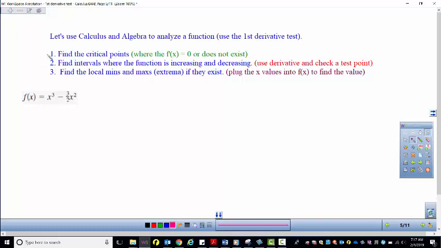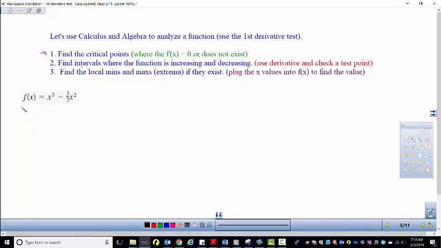What you're going to do today, kind of 3 steps. You're going to find the critical points where the derivative equals 0 or does not exist. You're going to find the intervals where it's increasing or decreasing, and then you're going to find the local min and max and plug them in to find the y value of those.